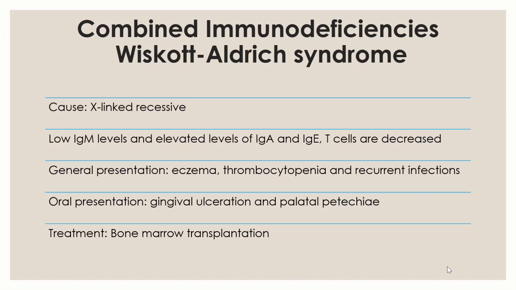General presentation, patients have a triad of symptoms including eczema, thrombocytopenia, and recurrent infections. Oral presentations mainly in the form of gingival ulceration and also palatal petechiae. Bone marrow transplantation is the mainstay of treatment for patients with what's called Wiskott-Aldrich syndrome.